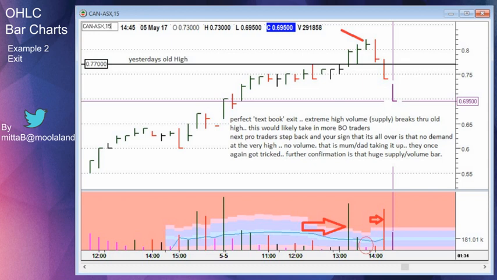So you need to actually be looking at this, and there's no volume there. Some people are still buying, but it's been sold down. So you need to be looking at that. There's some further confirmation that there's a huge supply right there. You can see the volume bar. If you look at these patterns clearly, you can learn quite a lot from that.